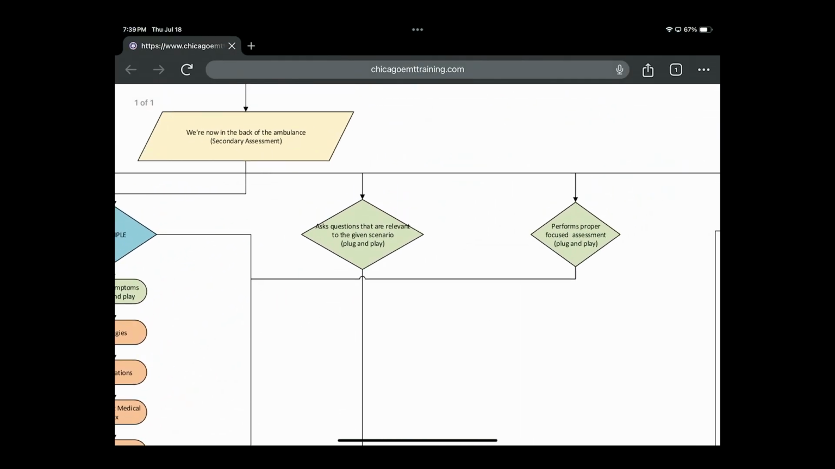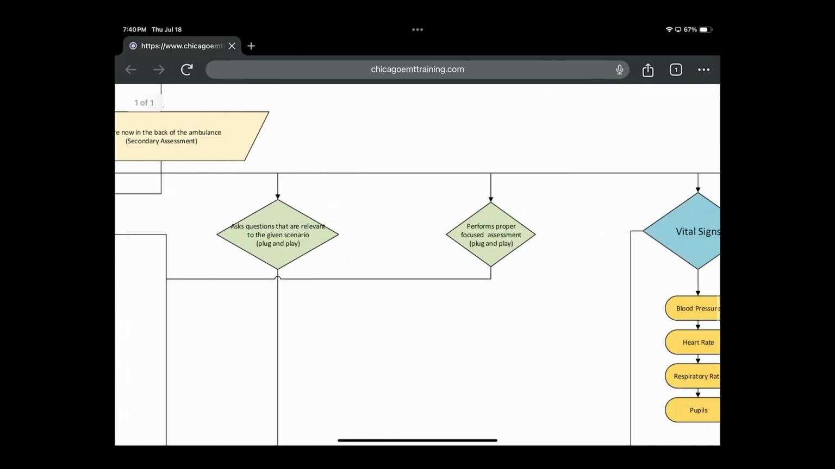And then if we were to go on next to that, we would ask questions that are relevant to the given scenario. Like in the case of allergic reaction again, has the patient been prescribed any new medication, tried any new foods, or maybe new cleaning products or laundry detergent?